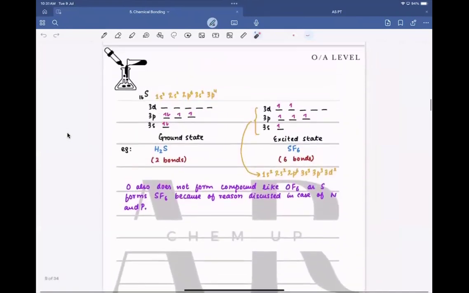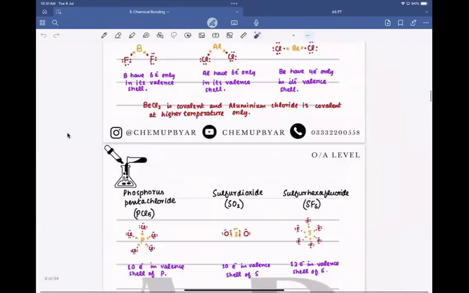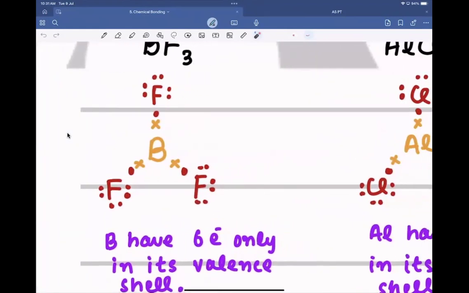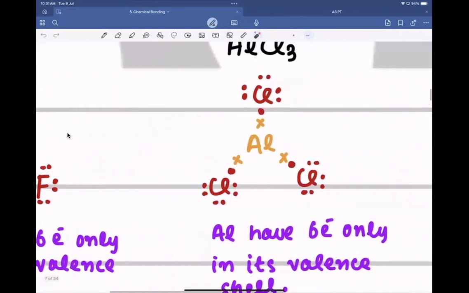Here we did these. So see over here, it's BF3. Boron has 3 bond pairs and there is no lone pair, right? Yes, sir. So it means the bond angle would be 120 and the shape would be trigonal planar. With aluminum chloride, there are 3 bond pairs and no lone pair. So again, the shape would be the same, trigonal planar, and the bond angle is 120 degrees.